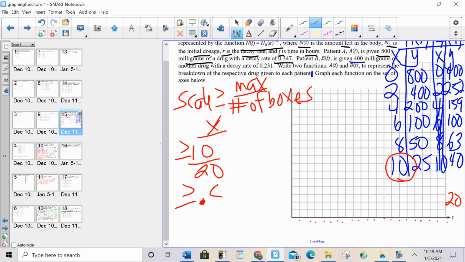Is 0.5 nice to work with? Yes, because 0.5 means that every other box is worth 1, so I'm going to go with 0.5. You could have made it 1. You could have chosen anything that's bigger than or equal to 0.5. We want it to be easy to work with, but close to 0.5. 0.5 is great, again, because that allows me to make every other box worth 1.